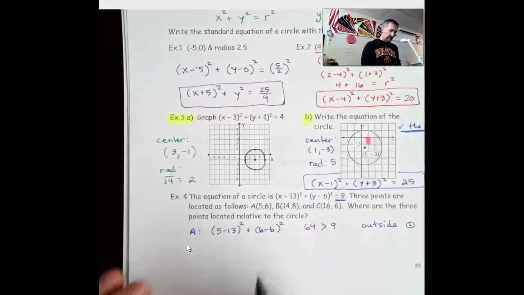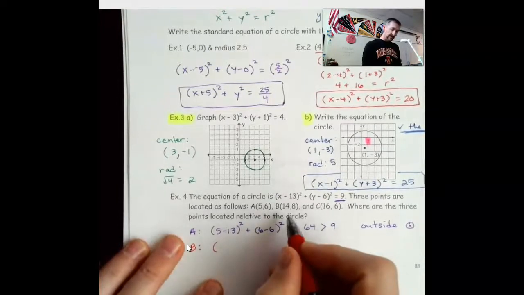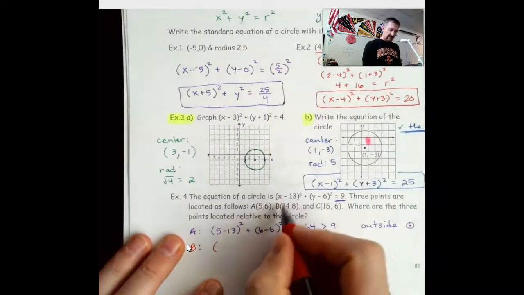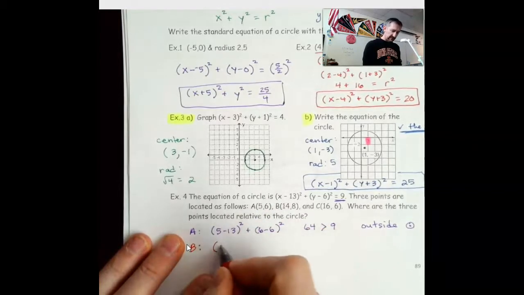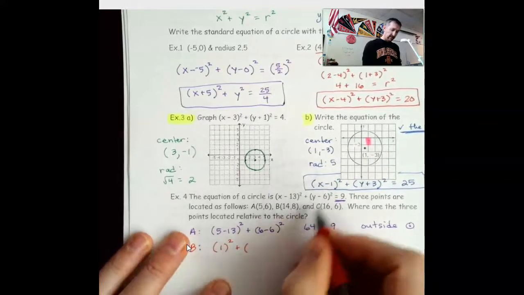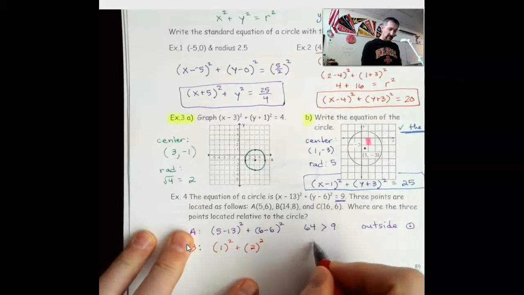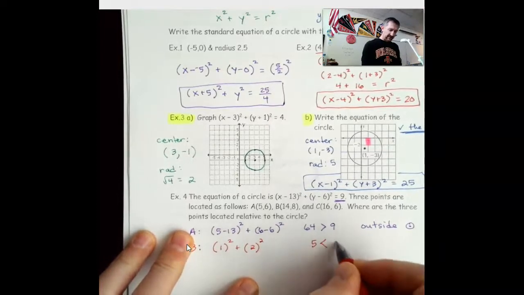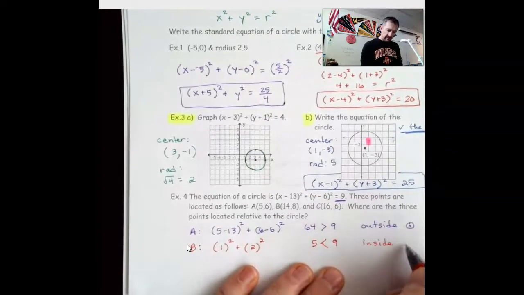Okay. And if we look at point B and we plug that in, so that was 14. So 14 minus 13 is 1. And here, 8 minus 6 is 2. So that's 1 plus 4, so that's 5. And that's less than the radius squared, so that's going to be inside the circle.